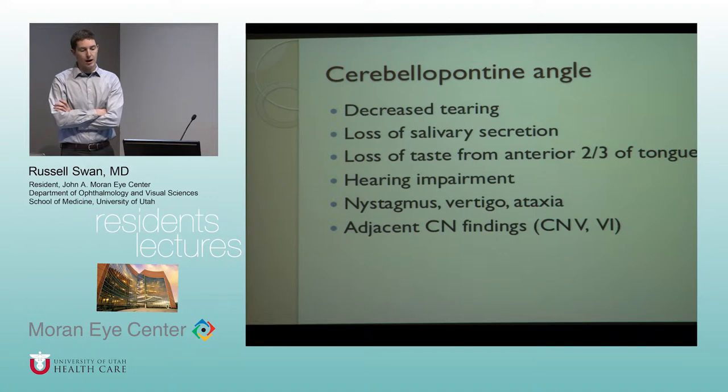Another really common anatomical area: as the seventh nerve emerges from the brainstem at the CPA angle, oftentimes there can be lesions or masses at that point. A number of the associated symptoms are all related to the anatomy of what, like Adam said, the seventh nerve provides. So decreased tearing because of the parasympathetics, loss of salivary secretion, again because of the parasympathetics, loss of taste from the anterior two-thirds of the tongue, which is something that I have to say I don't think I've ever tested on my Bell's palsy patients, put vinegar on the front of their tongue or anything. But they should have that symptom as well. Hearing impairment, oftentimes because of its location and proximity to the eighth nerve, and they may have nystagmus, vertigo, and ataxia.